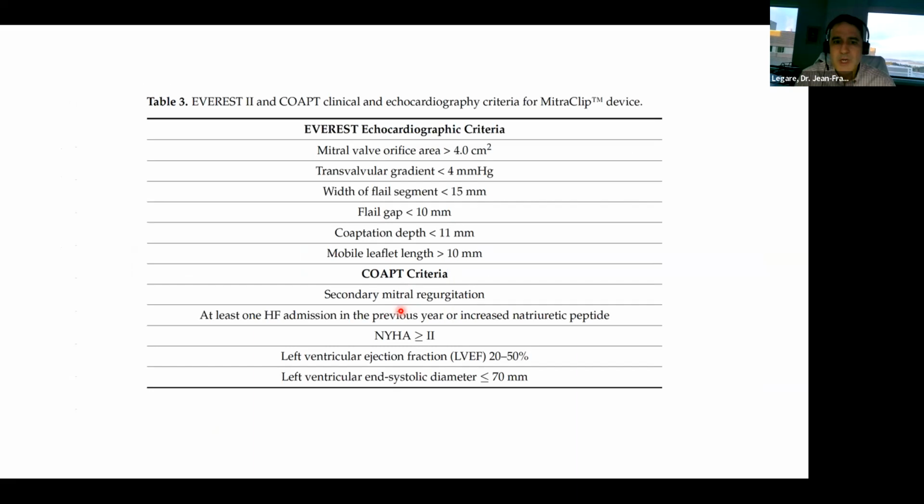These are the things that we look for based on the current trial, what the EVEREST II or the COAPT. So very important measurements to do is that there should be no mitral stenosis. So we really want a nice mobile leaflet. And I know the guys who do the echo, you look at it and say, well, it looks fine. Leaflets are good. There's no stenosis here. We actually do need the measurement to see 4 centimeters squared.